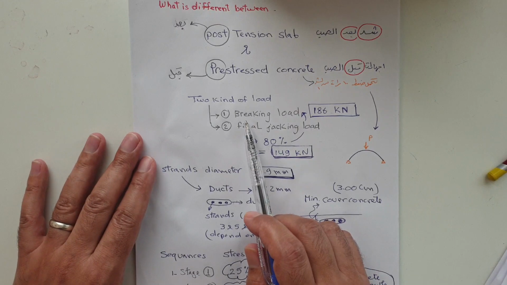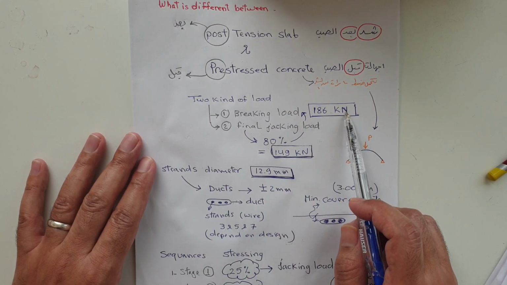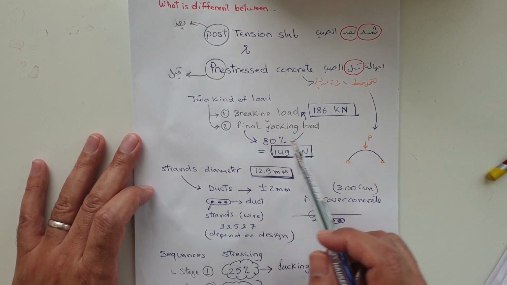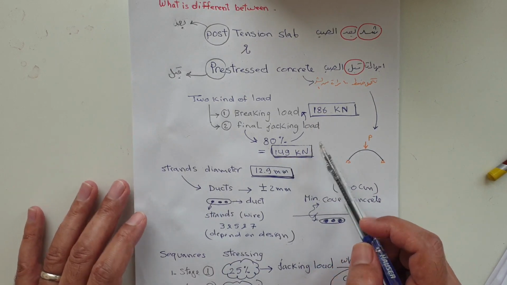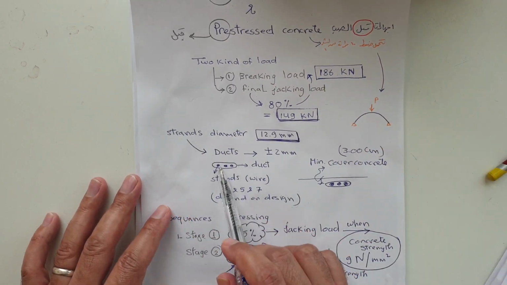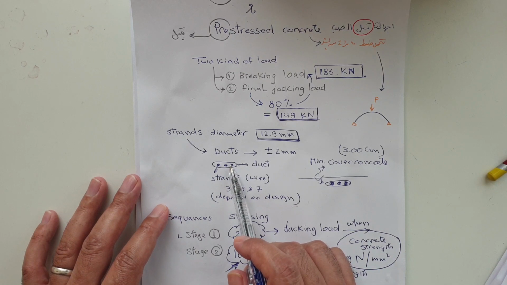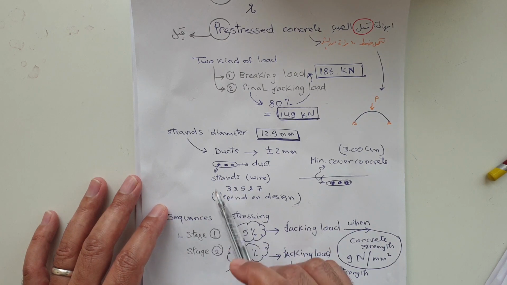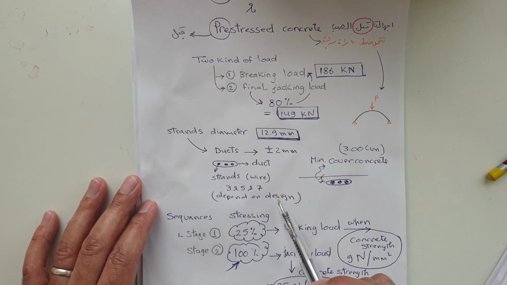Actually, first we have to know that there are two kinds of load. Breaking load, this is 186 kilonewton, and final jacking load, which we take as 80% of the breaking load, and we take 149 kilonewton. We put the strand in a duct. Maybe we'll put 3 strands, 4 strands, 5 strands, depending on the design. So this strand, like I said, 3 or 4 or 5 or 7, depends on the design.